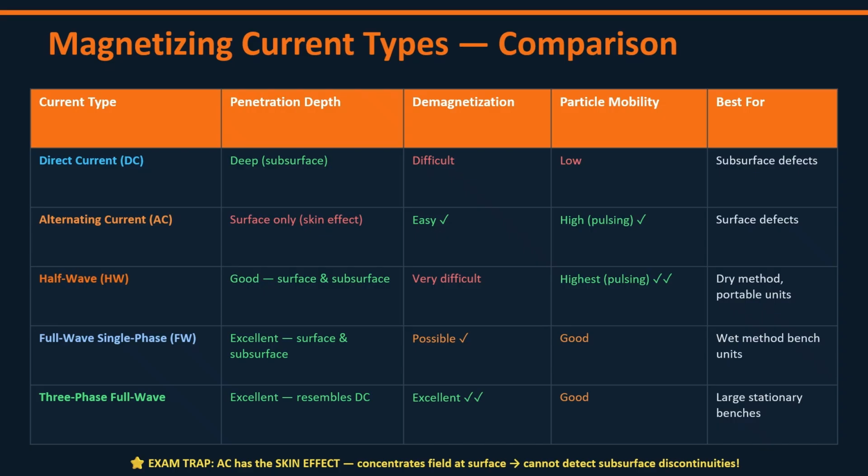The key is not to memorize AC equals good or DC equals bad. Instead ask, what depth do I need to inspect? How much particle mobility do I need? Can the component retain magnetism? And how will I demagnetize it afterward? Those questions lead naturally to the detailed discussion of AC and rectified current.